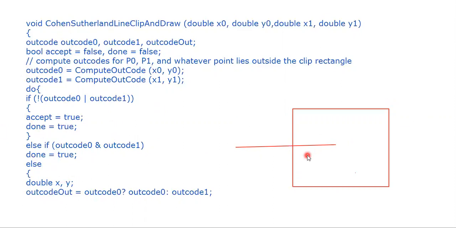There are three cases. One is completely inside. The second one is completely outside. And the third one is partially inside and partially outside. This is the logic of the Cohen Sutherland algorithm.